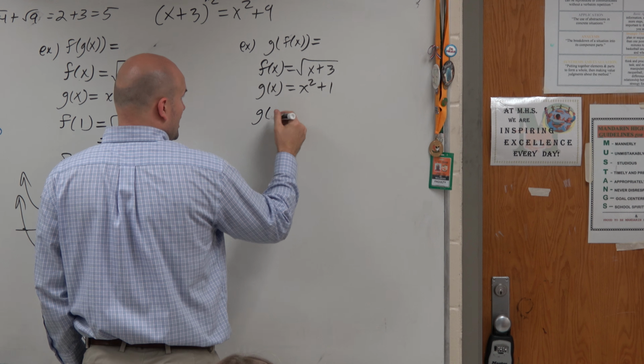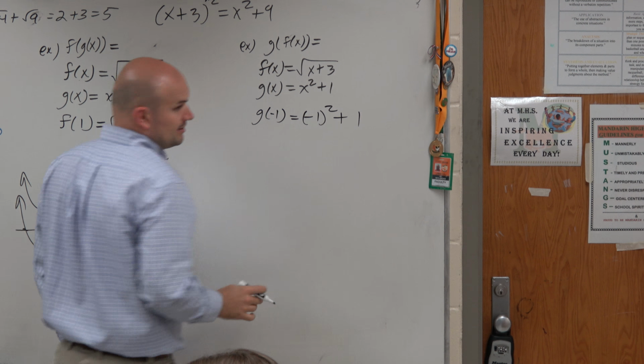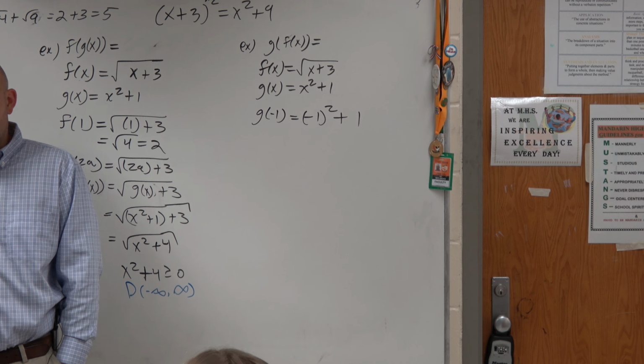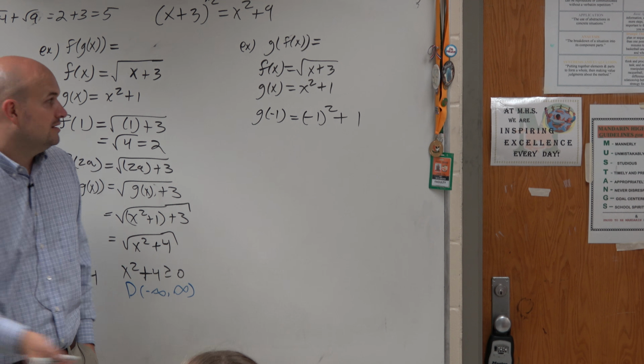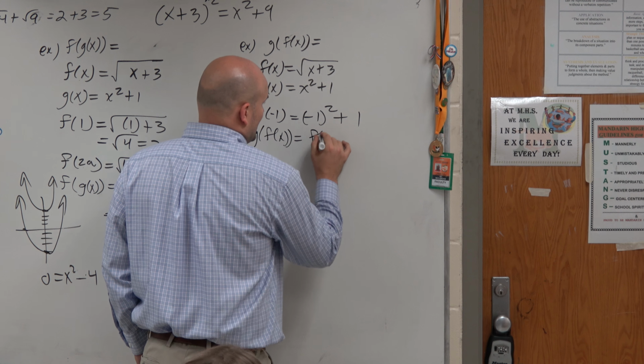So again, guys, g of negative 1 equals negative 1 squared plus 1. Everybody at least understands this, right? I mean, you got to understand this to get to the next portion. G of what? You plug that in. So therefore, g of f of x, well, then let's plug in f of x.